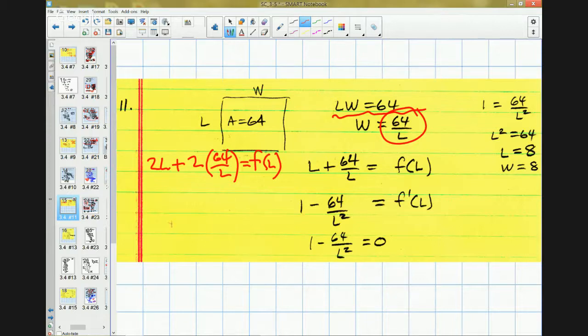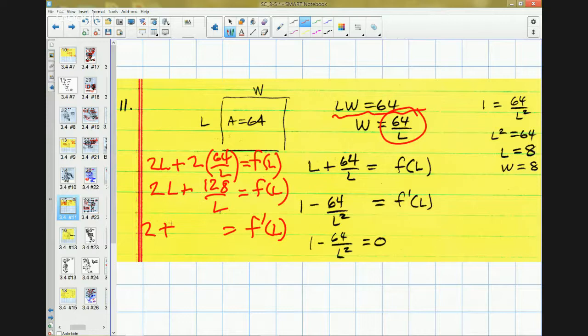So now I've got my function. I can rewrite this. 2 times 64 is what? 128 over L. Okay, now let's take the derivative. So when you take the derivative of 2L, you get 2. Here we use the quotient rule.